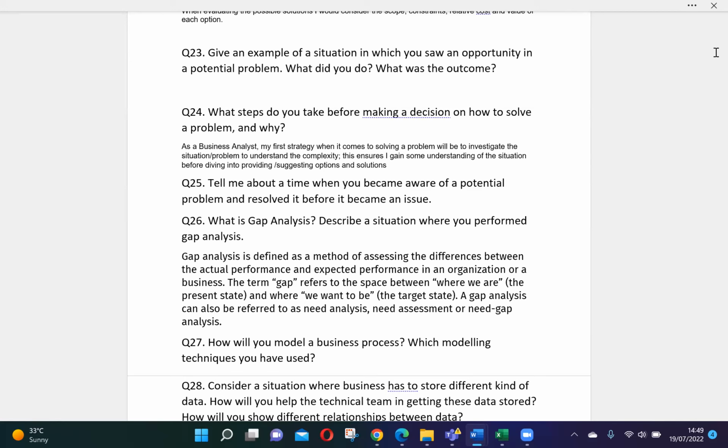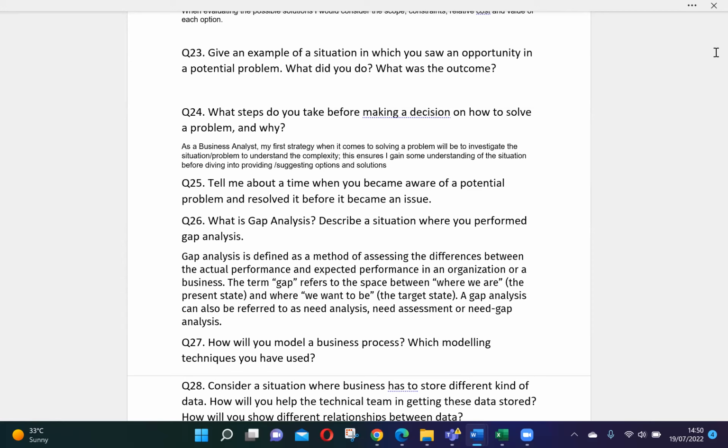I think it has to be the why, the what, and how. So, what steps do you take before making a decision on how to solve a problem? I think this is correct. The steps that you take before making a decision on how to solve the problem are the what, the why, and the how. So you can say that. Those are the things that I consider, those are the steps that I take.